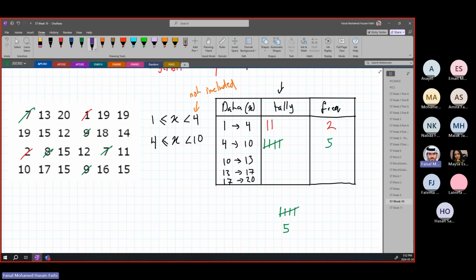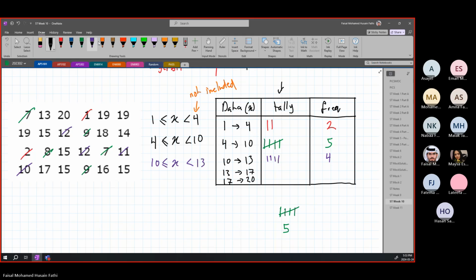Going on for the range from 10 to 13, this basically means 10 is included and 13 is not included, okay? So 10 is included, that's 1, 11, that's 2, 12 over here, that's 3, another 12 over here, that's 4, and that's it. 13 is not included, so we don't include it. So the frequency of the range from 10 to 13 is 4.